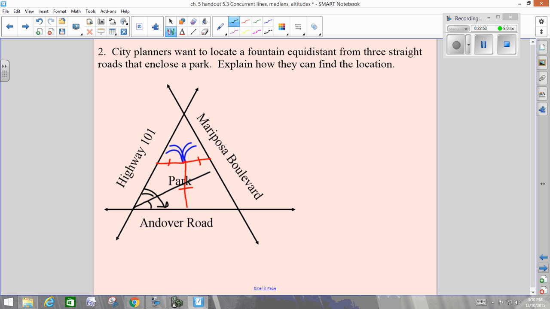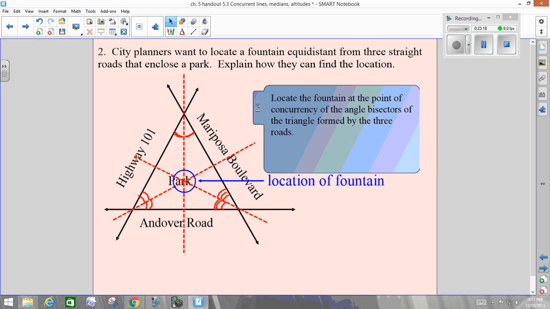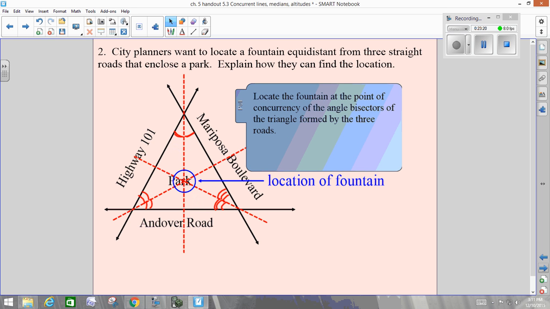Then they're going to measure the angle between Mariposa and Andover, cut it in half, use a chalk line to figure out where that line would be so that these angles are congruent, so that they're bisecting it. And then they'll do it with Highway 101 and Mariposa just to double check their work. Where those angle bisectors intersect is where they should put their fountain. I have a nice sentence for you to fill in. Explain how. Locate the fountain at the point of concurrency of the angle bisectors.